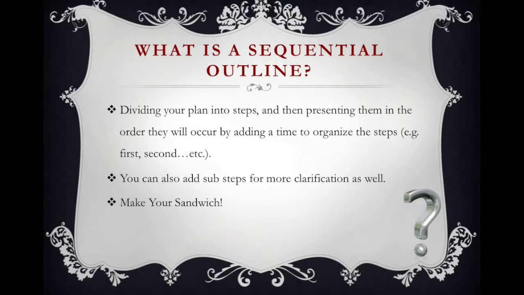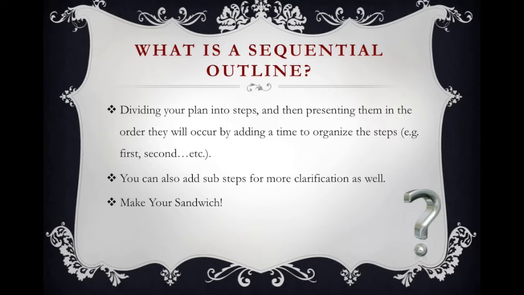What is a sequential outline? It's dividing your plan into steps and then presenting them in the order they will occur. How to do that? By adding a time to organize the steps. For example, you said, first, I'm gonna do this and that. Second, I'm gonna do that and that, and so on. So organize your steps and divide them into sub-steps as well for more clarification.